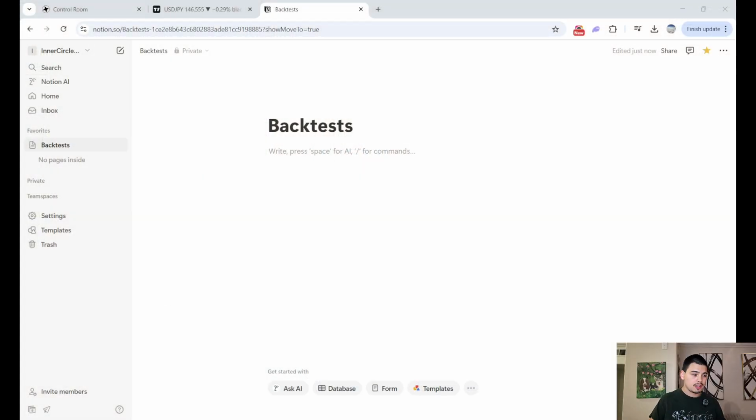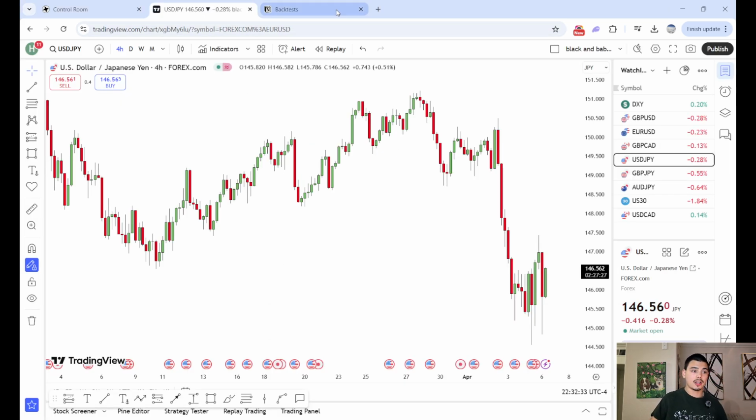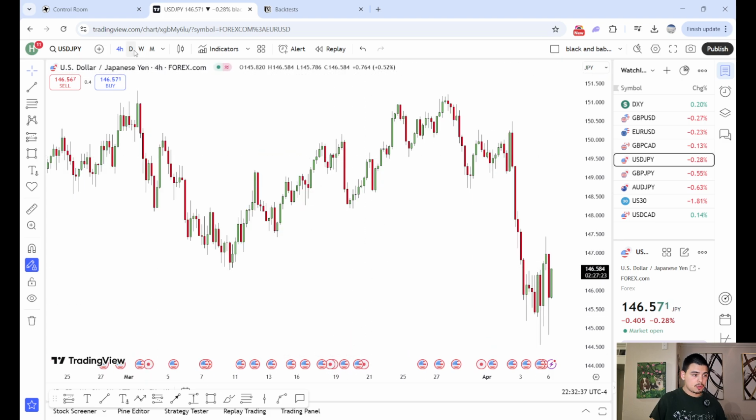Let's get into backtesting ICT's market maker model. I'm going to bring it up here. Let's put on some study music. We are just going to lock in right now and we are going to backtest USD JPY.